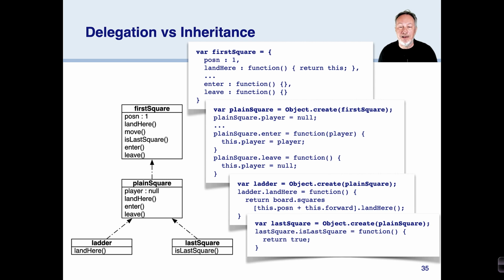And finally, the last square is important because it knows it's the last square, so it knows if a player lands on it that somebody has won the game. So this was defined as an inheritance hierarchy.